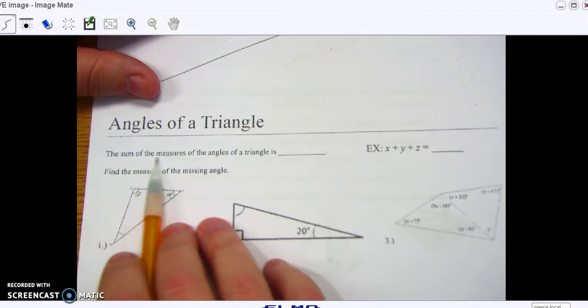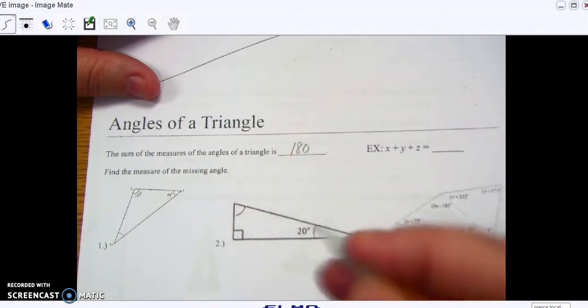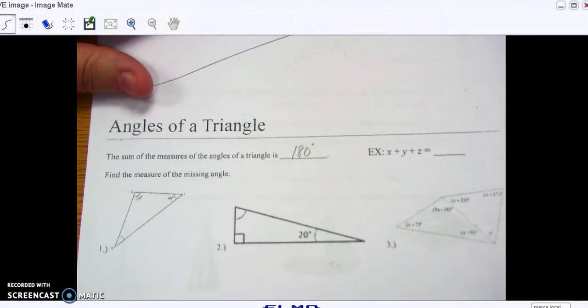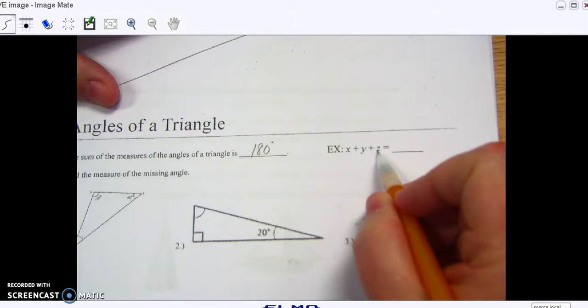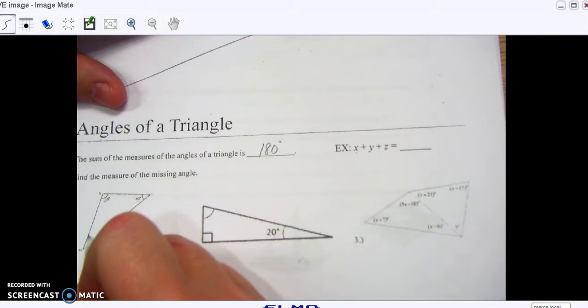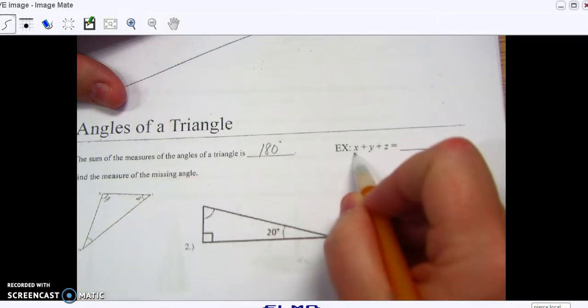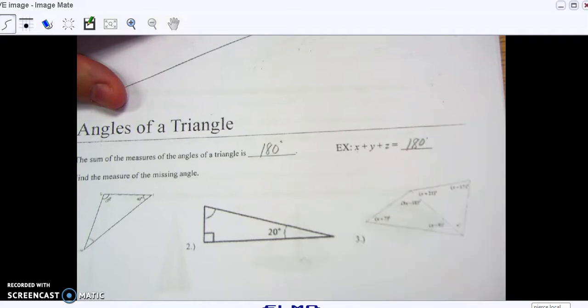The sum of the measures of the angles of a triangle is 180 degrees, always. Every triangle in the world, the sum of their measures is 180 degrees. That means x plus y plus z. These stand for the angle measurements, angles 1, 2, 3. Whatever the first one plus the second one plus the third one is, always has to equal 180 degrees.